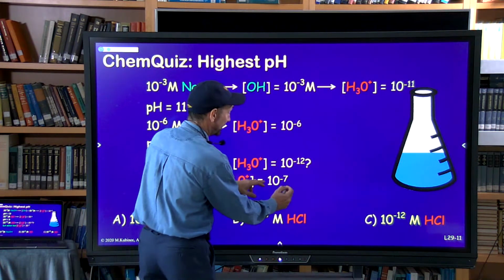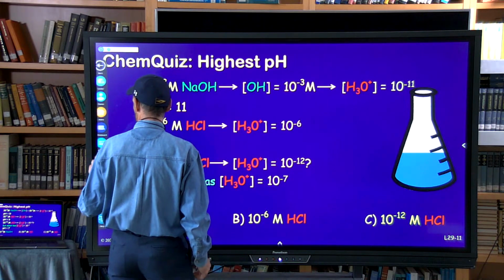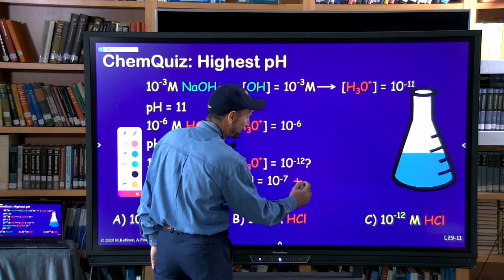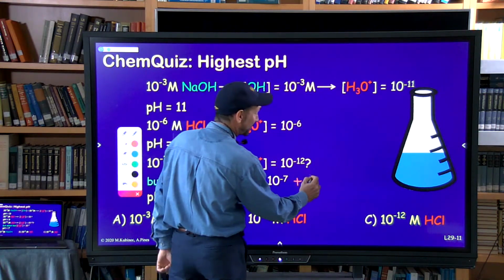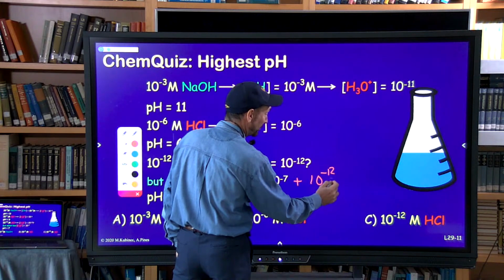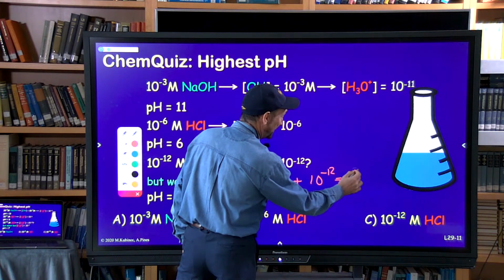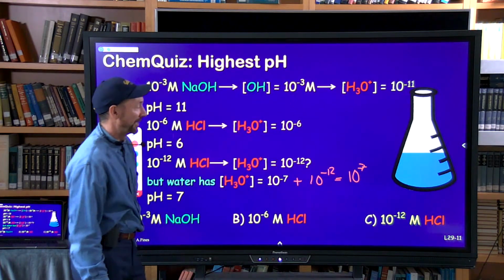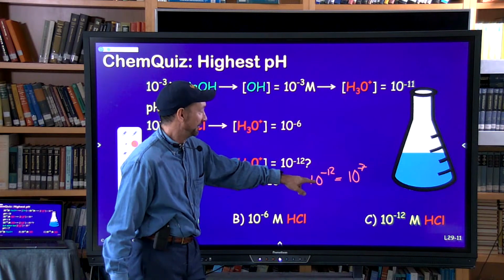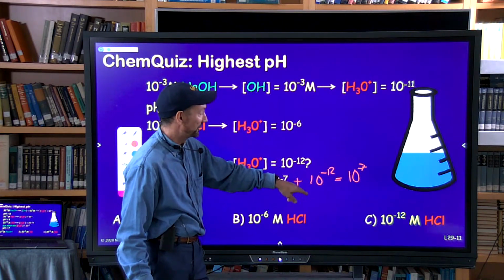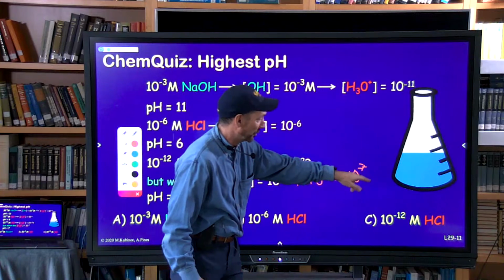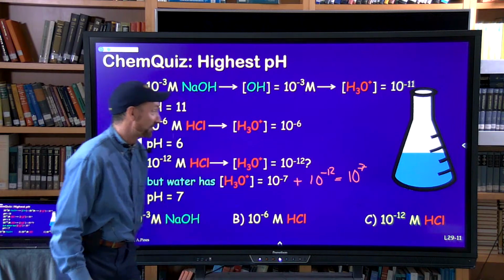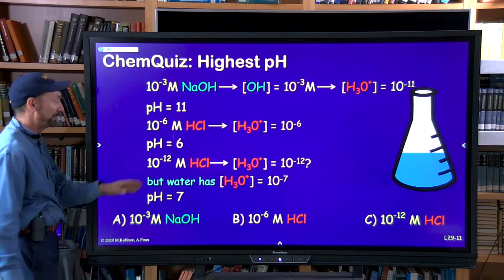Basically, what we're saying is 10 to the minus 7 plus more from the reaction, 10 to the minus 12. When you add those things, that number is still 10 to the minus 7. Right? Because this is 0.0000001, but this one is much smaller. So the sum of those two numbers is still 10 to the minus 7. So the pH is still the pH of water.